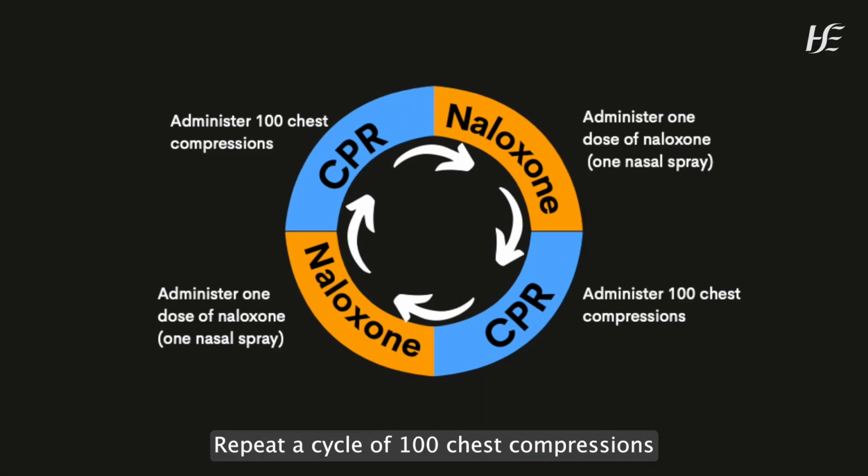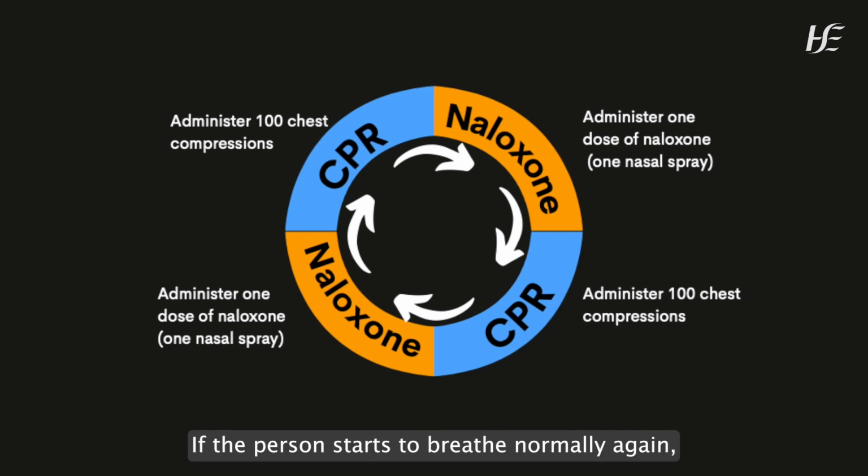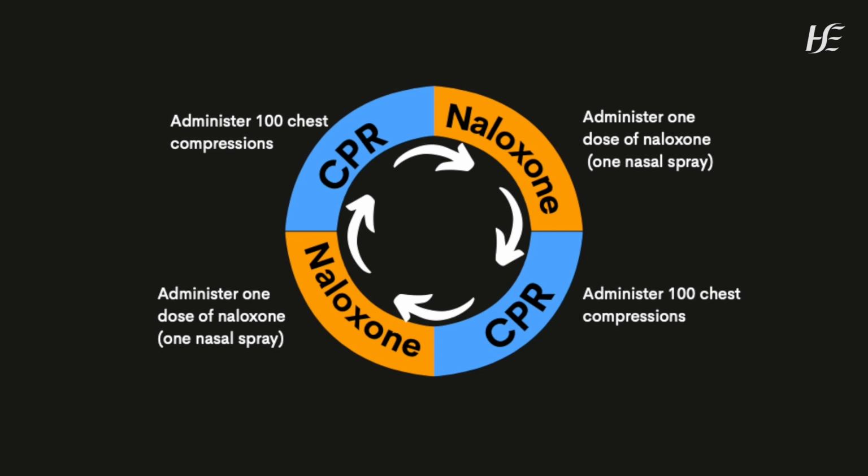Repeat a cycle of 100 chest compressions, then a further dose of naloxone until the person is responsive or the ambulance arrives. If the person starts to breathe normally again, put them into the recovery position.